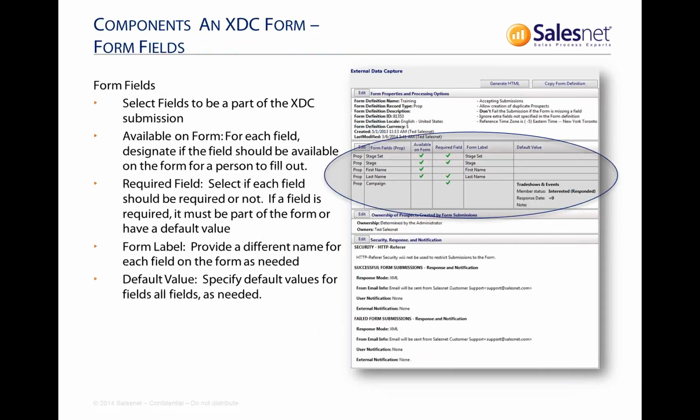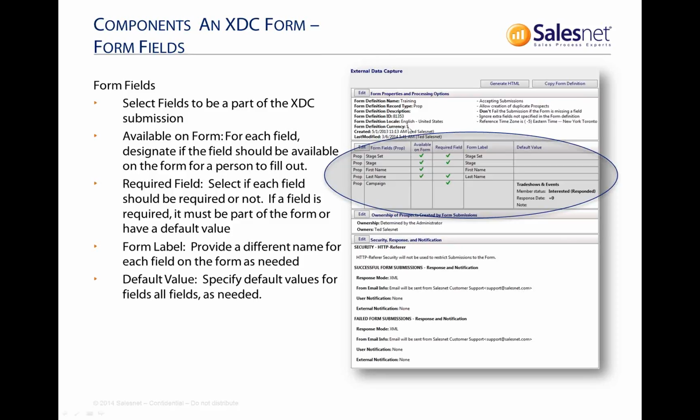The next section is all about selecting the fields for the form. And again, there's the concept of, is it a required field or not? So is the field going to be available on the form for the user to fill out, and is it going to be required? A perfect example of one that would not be available on the form in the case of leads might be stage and stage set. Because how would anybody filling out that form know how to answer that question? So that maybe is something that we would default behind the scenes.